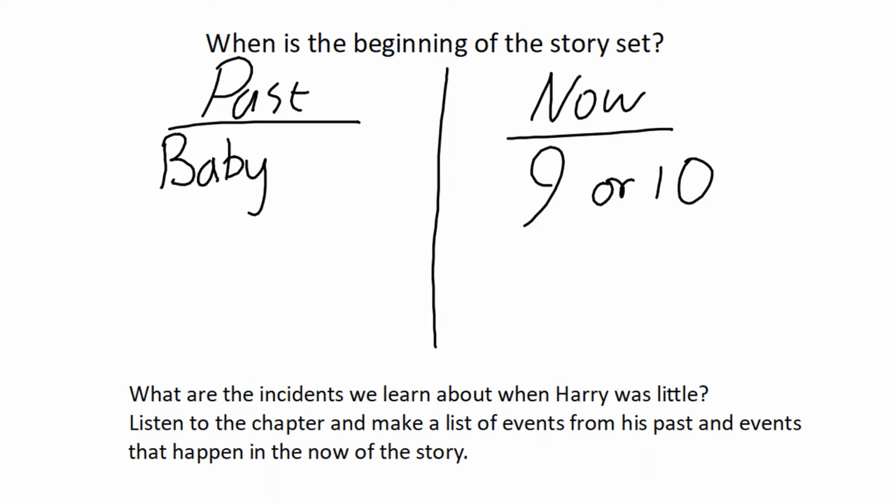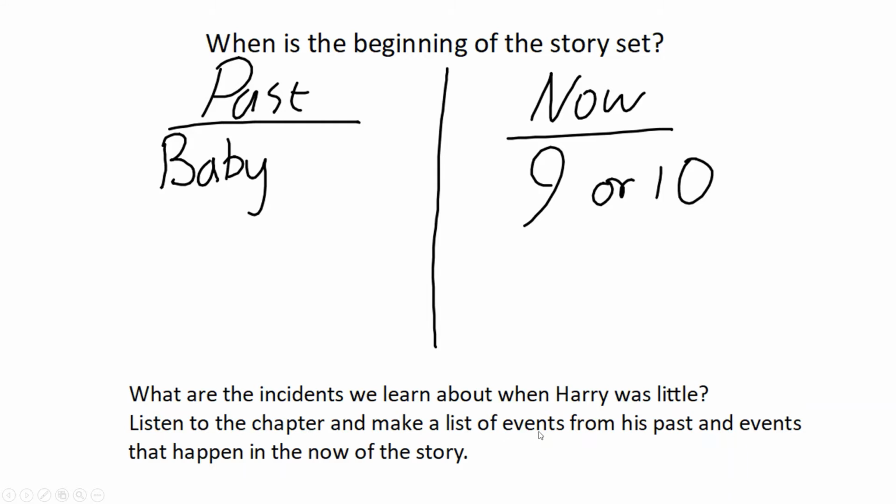Now, that's all I'm really going to get you to do today. When is the beginning of the story set? So the past was when he was a baby, and now he's 9 or 10. And what are the incidents we learn when Harry was little? So what are the flashbacks from his past that we hear about? There was the time that, or he could remember when he, that kind of stuff. And then what are the events happening now? So like the events at the zoo and that kind of stuff.